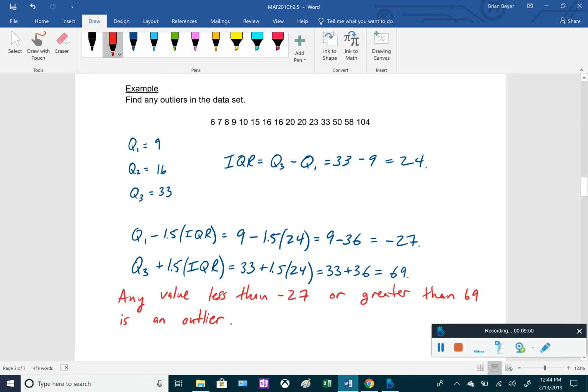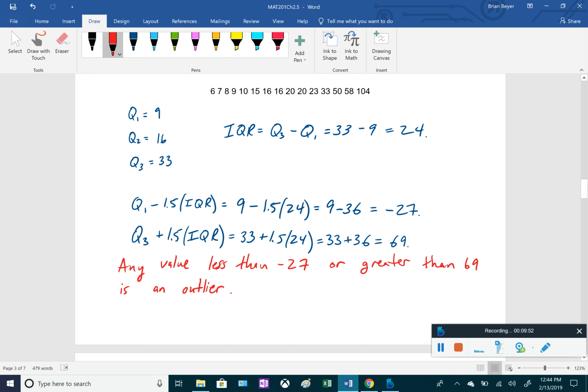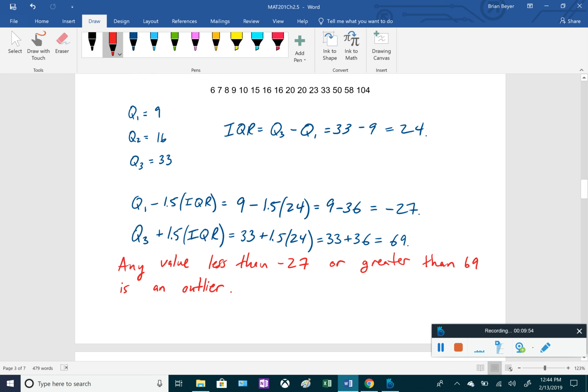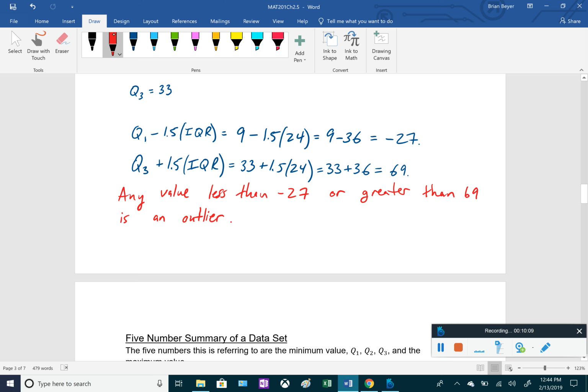So we go up to the data set and we look for values less than negative 27, which clearly there are not any, and values greater than 69. We do have a value greater than 69. That's going to be 104, which is probably obvious if you just go back and look at the data set. That seems like it's going to be an outlier. So this means that 104 is an outlier. It's our only outlier.